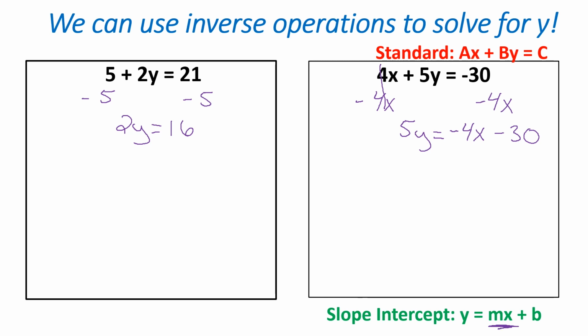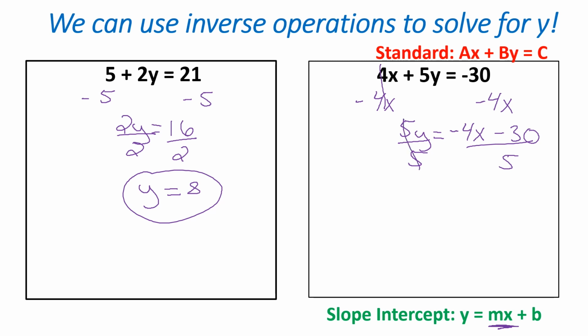I'm going back to my two-step equation. My last step is just to divide by 2. So y equals 8. I'm going to do the same thing on the right-hand side. Since that is 5 times y, I'm going to divide by 5 to isolate my y.